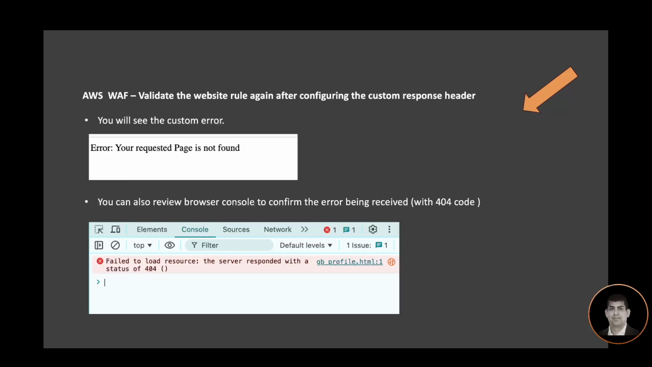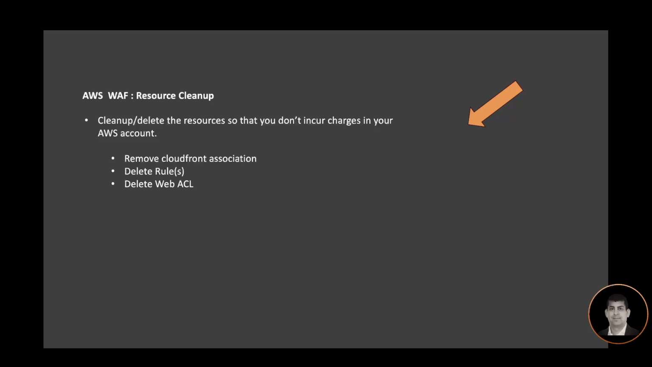So this is how we can configure the custom response and custom status code to return based on the use case. Now, like I said, at the end, we do want to make sure that we do the resource cleanup. This is important so that you don't incur charges in your AWS account. So remove the CloudFront association, delete the rule, and then delete the web ACL. That will be the cleanup that we need to do before we wrap this up.